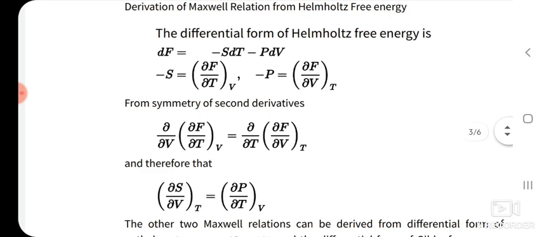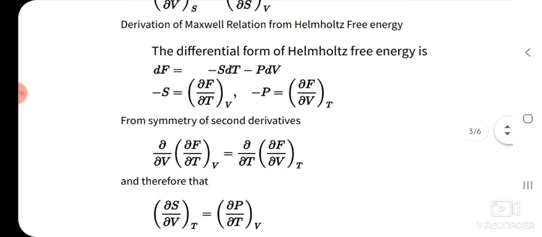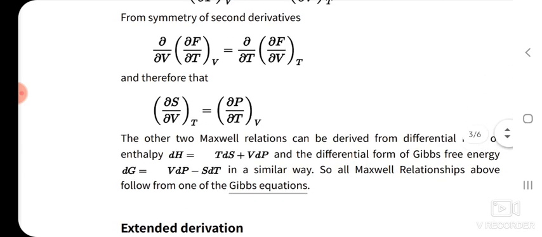From Helmholtz free energy, the second one: dF equals minus S dT minus PdV. If we rearrange that, it gives ∂S/∂V at constant temperature is equal to ∂P/∂T at constant volume.